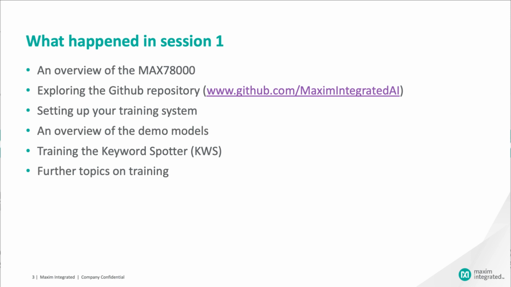We explored the documentation repository on GitHub. We talked about recommendations for setting up a machine learning training system. We talked about some of the demo models that come along in our evaluation kit. We also went through actually training our keyword spotter demo with all the tools and documentation that are available on the GitHub site. And we talked a little bit more about further topics in deep learning training.